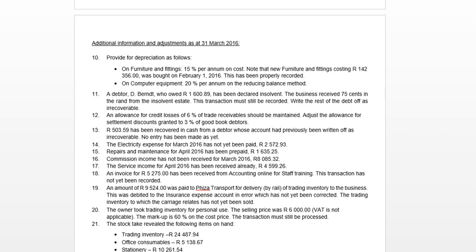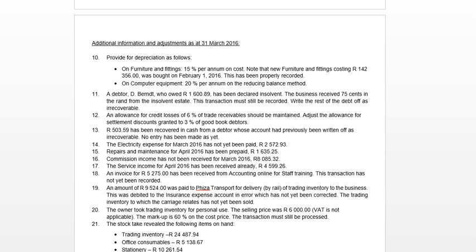Okay, the next one what we have is we've got a debtor, Mr. D. Burnt, who owes us 1,689 Rand. But unfortunately this guy has been declared insolvent. What we do receive though is 75 cents for every 1 Rand which he owes us. Okay, so we basically receive 75% of what he owes us from his estate. And we still need to record this transaction. So we still need to record that we received this money in our bank account.